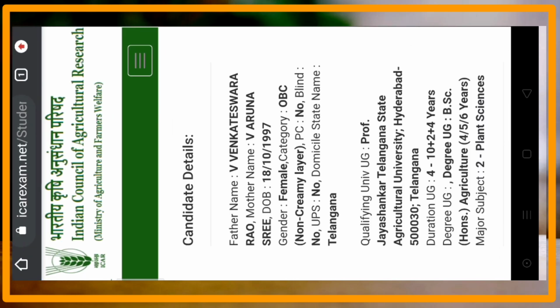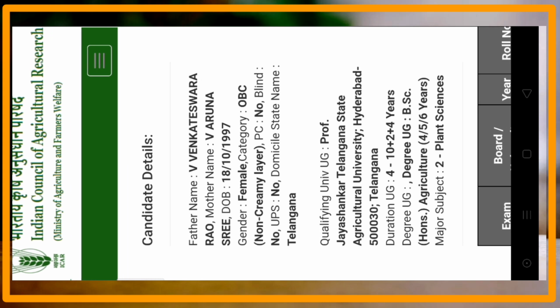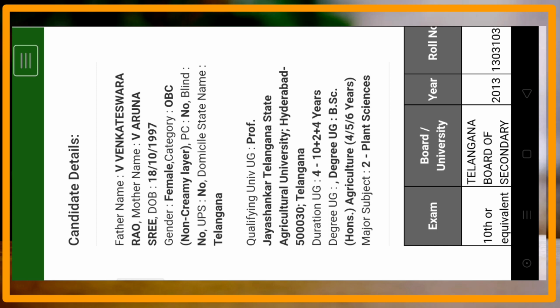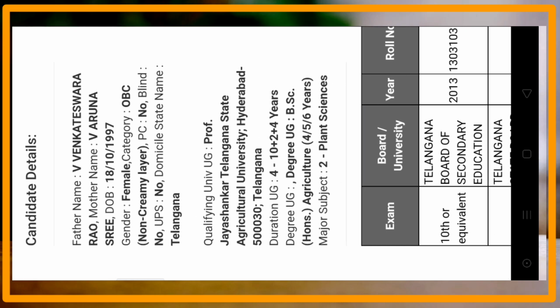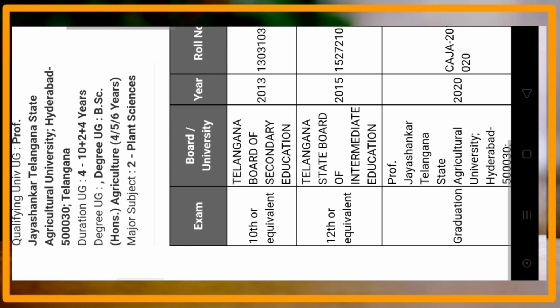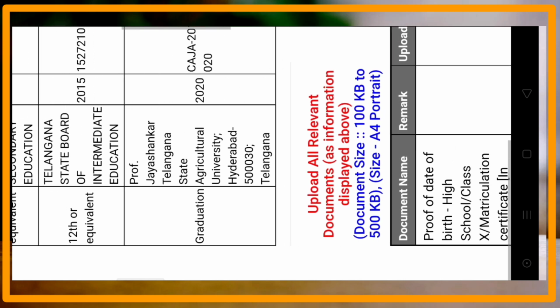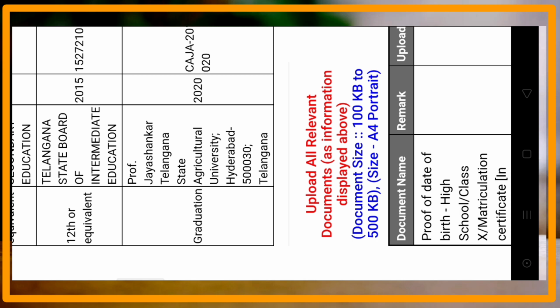And here you will be having the candidate details, your father name, mother name, your category, your domicile state and the university where you have completed your UG, etc. And your 10th, 12th and the graduation marks are also given here. And at below it is mentioned that upload all relevant documents as information displayed above.